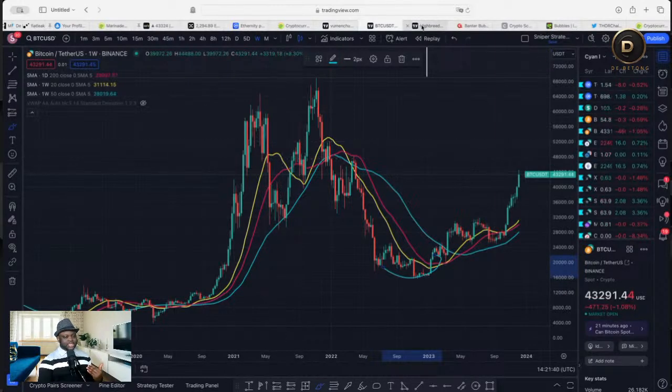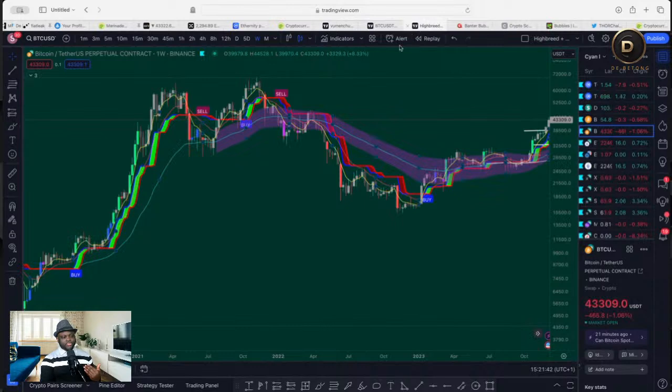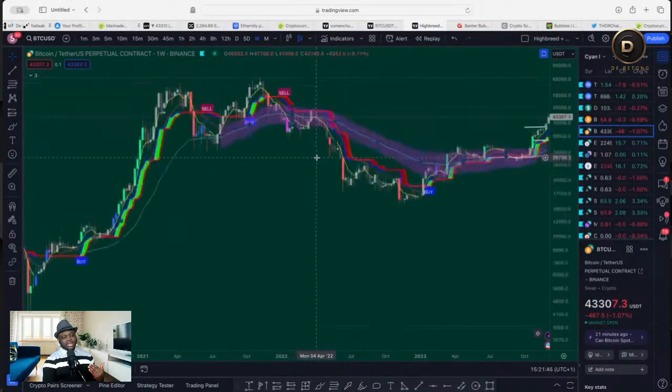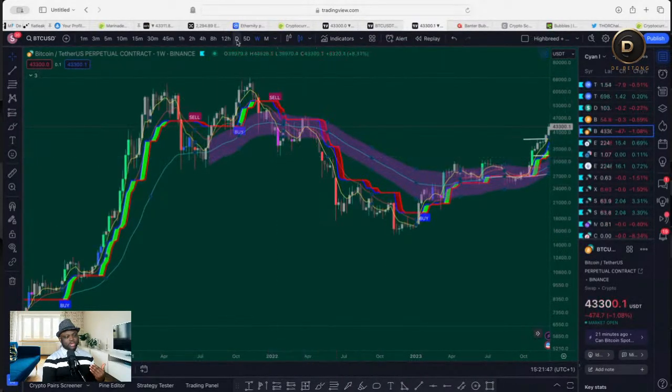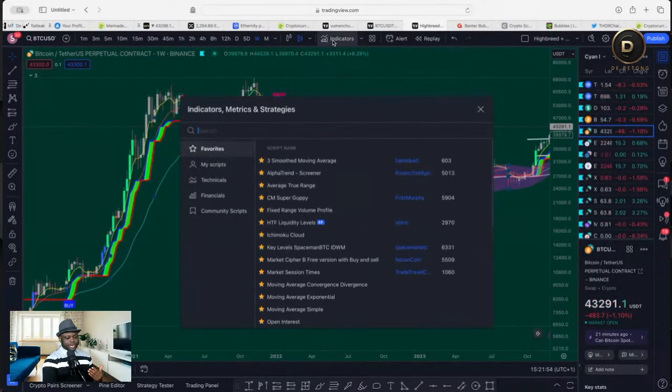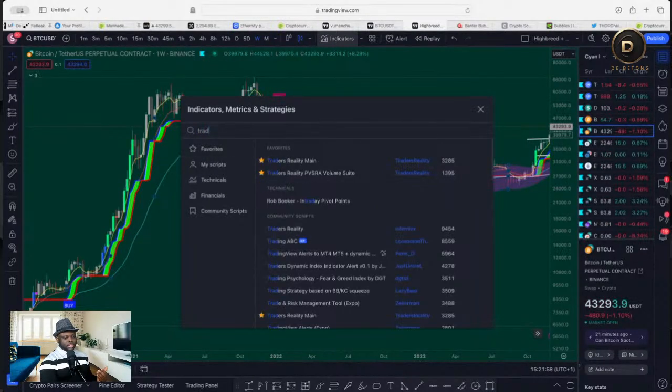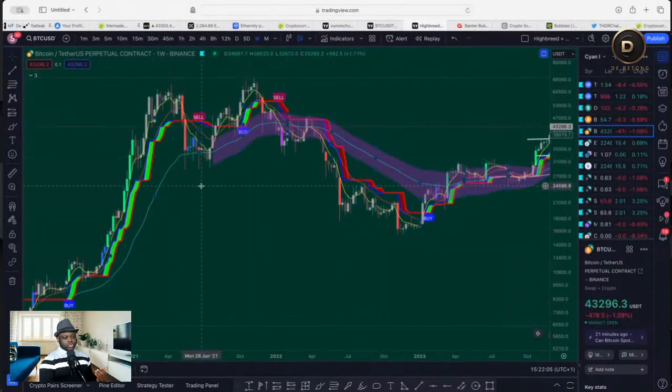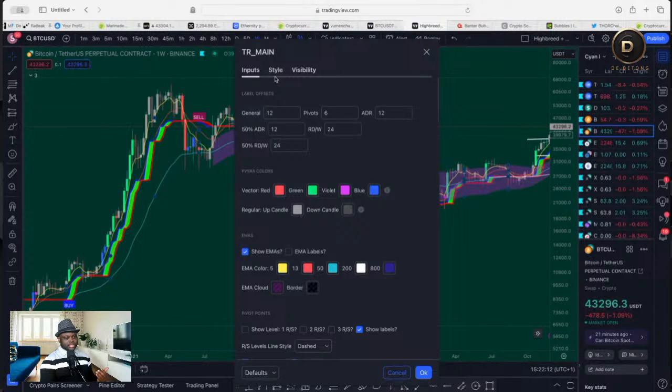Guys, this is something that I have realized, I've noticed, and I've done similar studies with this system, with the hybrid system. This one is on the weekly time frame also. This indicator, you can get it, just go to indicators and search for Traders Reality Main. So this is an indicator. When you get it, then you can do the setup. Let me show you guys how I set it up, so you can see how it is.